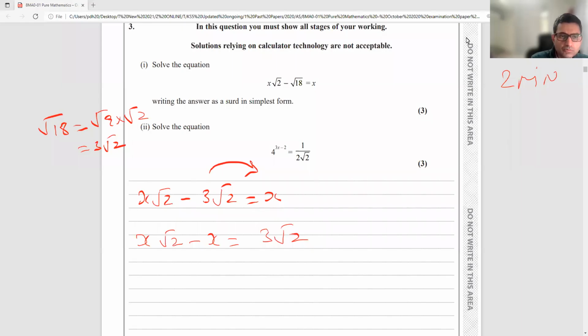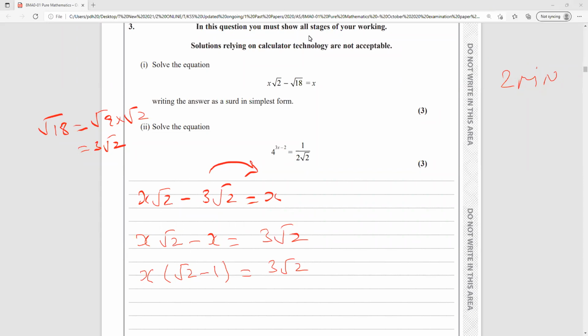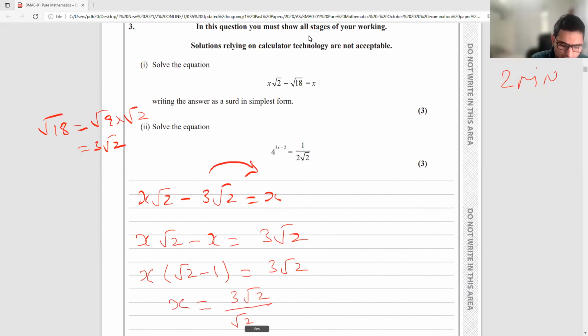So after doing this one, what we can do, we can take x as a common factor. We get x(root 2 minus 1) is equal to 3 root 2. Once we got x(root 2 minus 1) is equal to 3 root 2, so we get x equals 3 root 2 over root 2 minus 1.